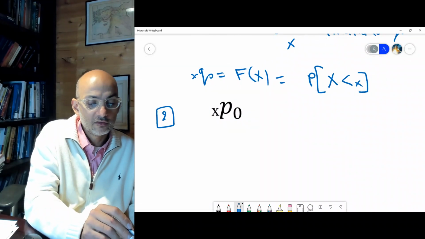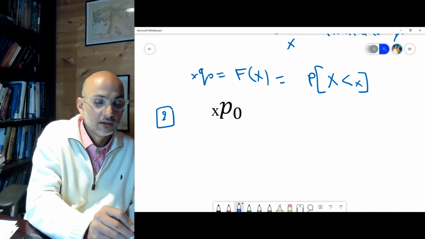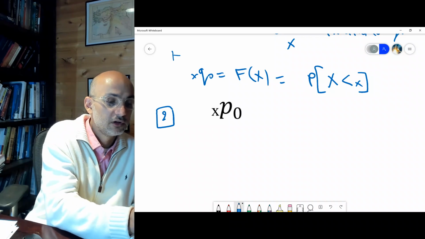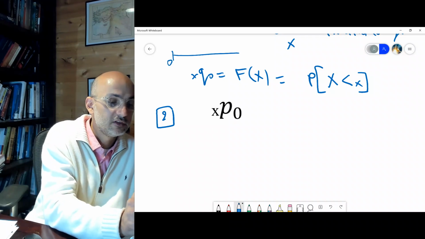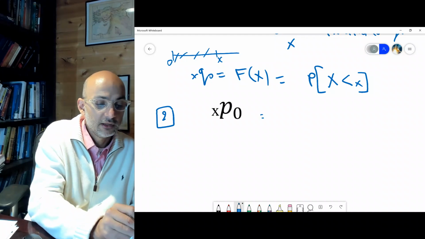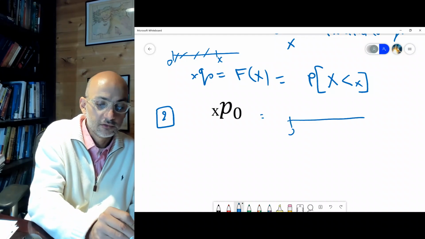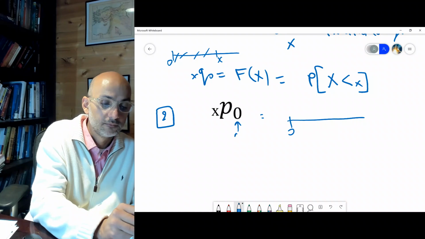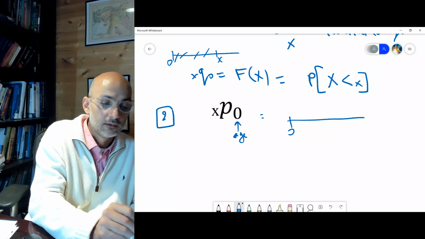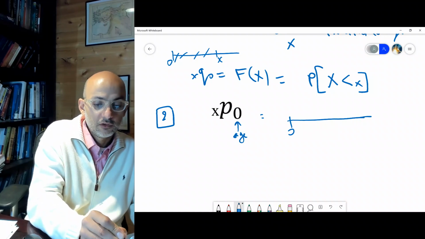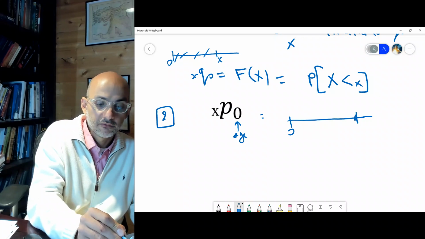But xp0 is the opposite. So xq0, if you remember, is for an individual at age 0, death occurs before age x. Now this one is an individual at the same age 0. What is the probability that they survive to live after age x?